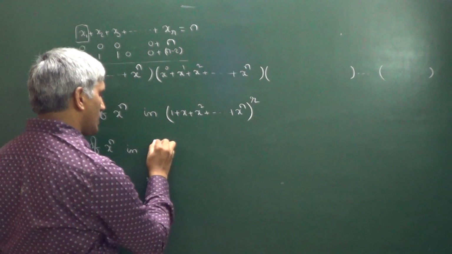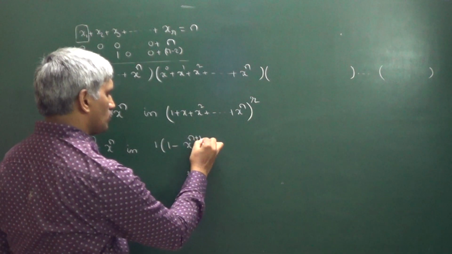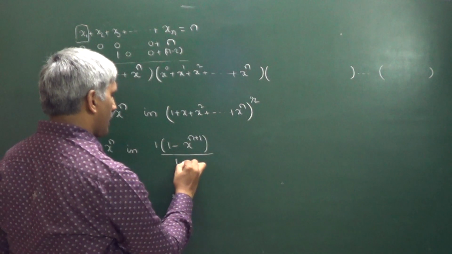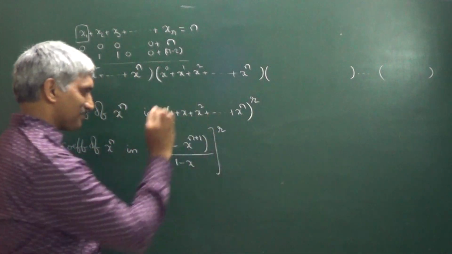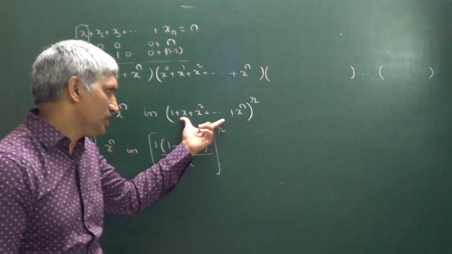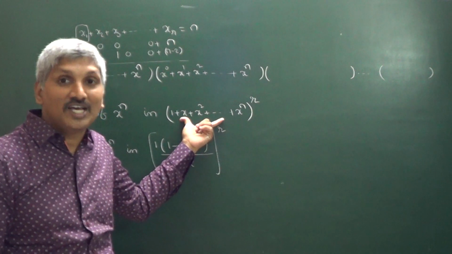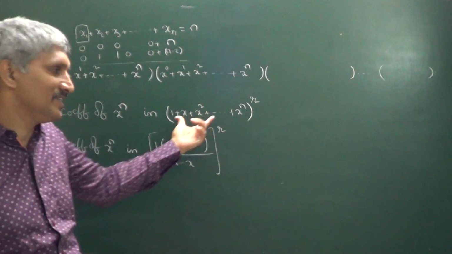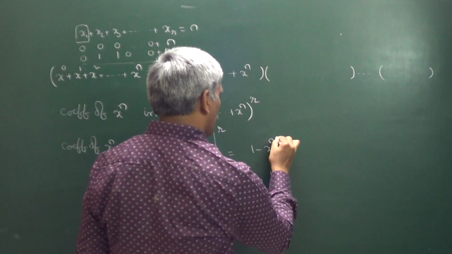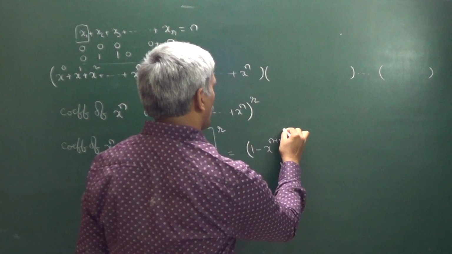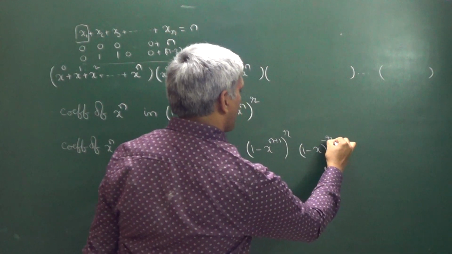So we can write that one as (1 − x^(n+1))/(1 − x) whole to the power of r, right? Because this is in geometric progression with the first term as 1, common ratio equal to x, and the number of terms as n + 1. So that we can write. Now this is equal to (1 − x^(n+1)) whole to the power of r into (1 − x) whole to the power of −r.